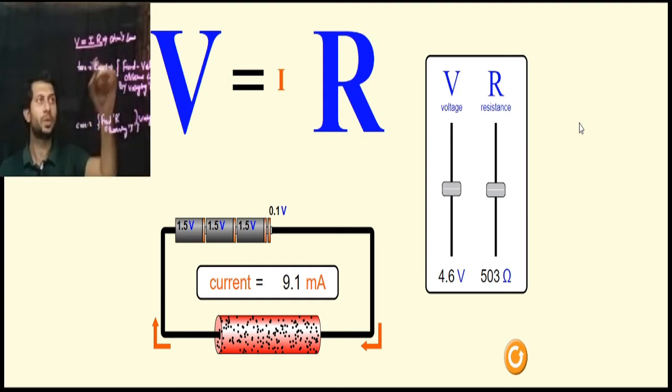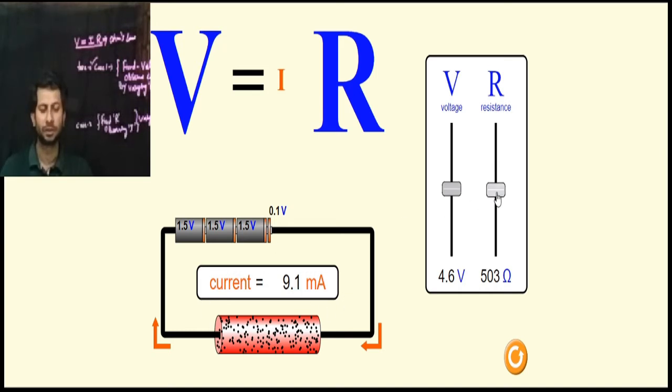We take case 1 and start observing on the screen. In case 1 we keep this voltage constant and we try to change the value of resistance by sliding the bar and observing the value of current in this circuit.